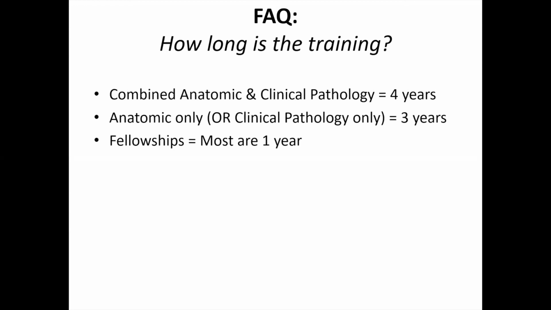I have known people who did AP only, anatomic only, went into private practice, and then their group said, you need to go back and get a CP license. So they had to go back and do another 3 years. So they did 6 years of training to get what they needed. And when you go back to residency, you get paid as a resident. So that's a huge sacrifice to go back down to that salary. Most of us do at least one fellowship, and most fellowships are a year.